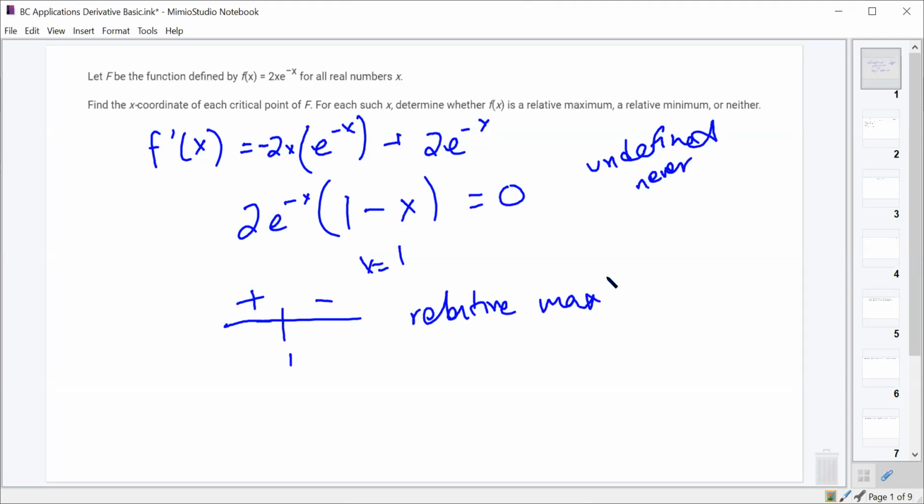And it doesn't specifically ask us what that relative max is, but we could figure out what it is if we wanted to. It looks like it is 2 times 1 is 2, and then e^(-1) is just 1 over e, so it's a relative max of 2 over e at x equals 1. Good or no?